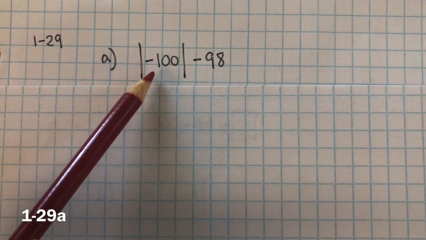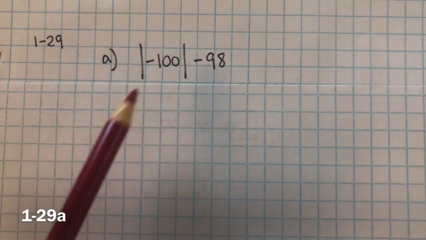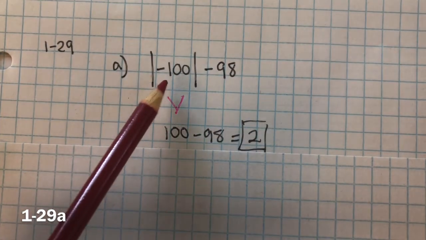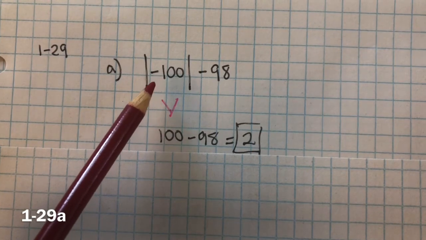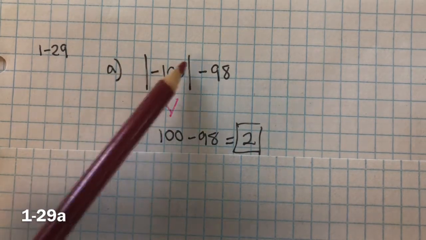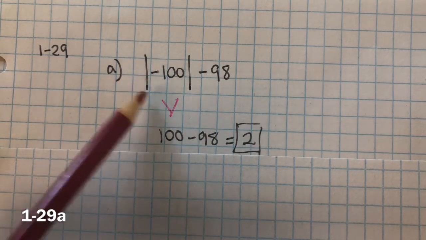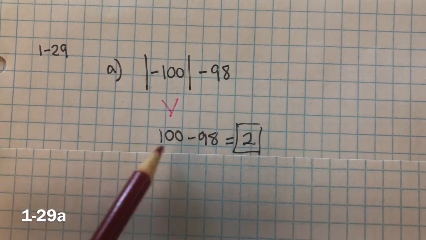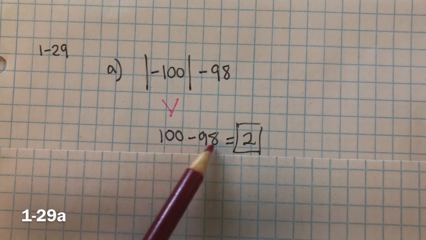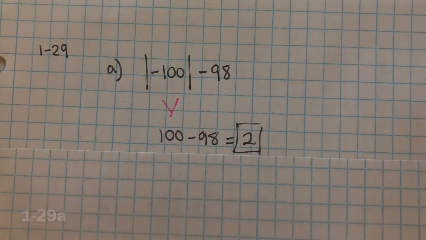So negative 100 on a number line would be 100. If it was positive 100, the absolute value of positive 100 would also be 100. So when you take the absolute value, it's going to make it positive. So now we have 100 minus 98 equals 2.